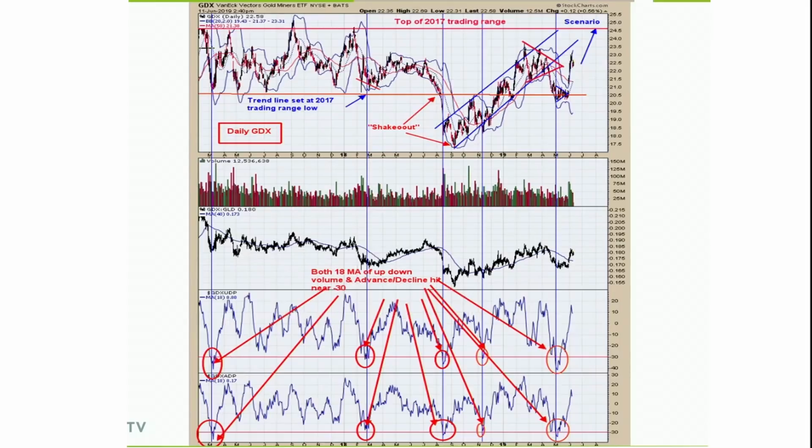The 25 area on GDX is an area to watch. Our view is we're probably going to eat through it, because the market has been so dead for so long. The sideways move that's been going on for the last several years on GDX is going to break out, and the breakout will be to the upside.